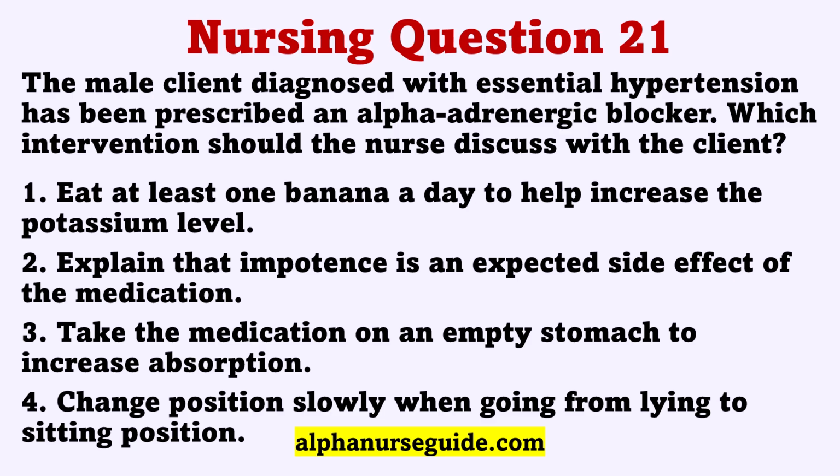If you do not know the side effects, you may realize that hypertension is being treated and that hypotension is the opposite of hypertension and might be a complication of treating hypertension. Only option 4 refers to hypotension, providing advice on how to avoid orthostatic hypotension.